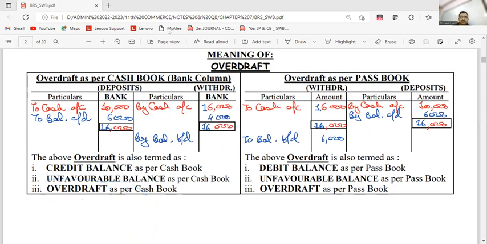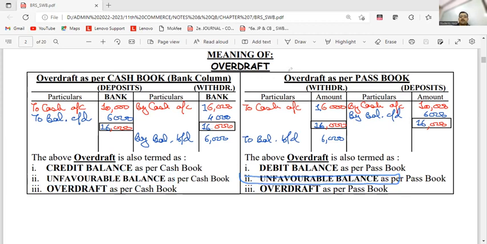Is it positive or negative money, children? We have withdrawn more money, so does it become negative or positive? Yes, it becomes negative. So we call it unfavorable.